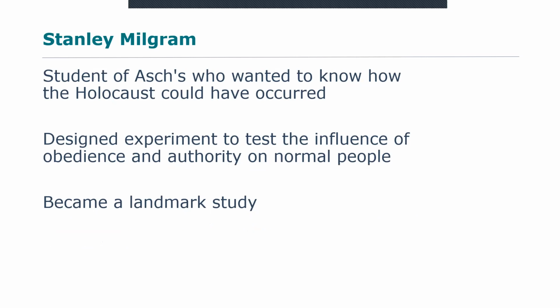Okay, so let's get to Milgram's experiment. Stanley Milgram was a child of Jewish parents who grew up during World War II. He was also a student of Solomon Asch. He was the one that did the conformity study with those lines of different sizes. And Milgram wanted to know how the Holocaust could have occurred. How could so many people follow instructions and be obedient, to do such horrible things? So he designed an experiment to test the influence of obedience and authority on normal people. And this became a landmark study. In fact, it's considered one of the most influential studies in the history of psychology.